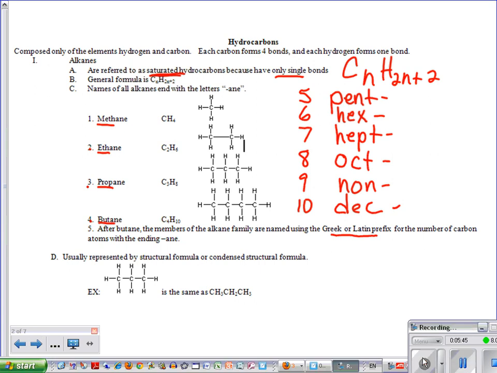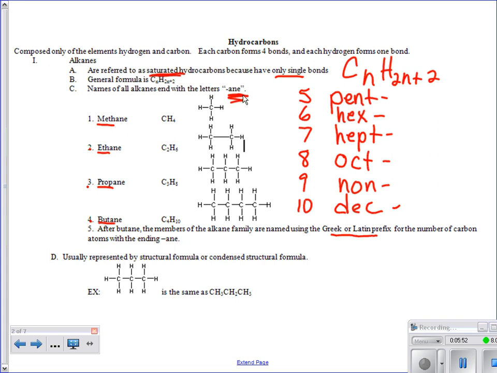Okay, so now that we have those prefixes all listed, what we do with those is we just tack on that ending of -ane, and that tells us it's single bonded. It's an alkane. So again, it tells us our number of carbons and that they're all single bonded. Let's see what else we have here.